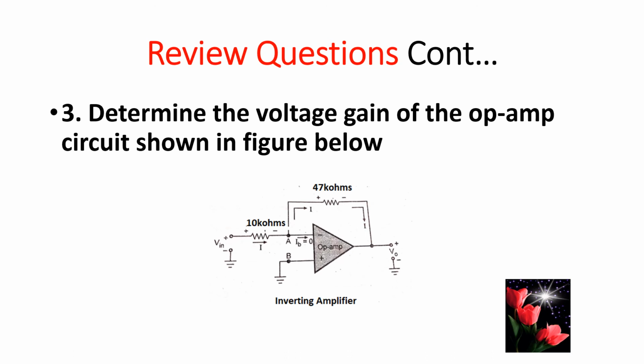There is an inverting amplifier. The value of R1 is 10 kilo ohms and the value of the feedback resistor is 47 kilo ohms. Input is supplied to the inverting input of the op-amp. We have to determine the voltage gain.